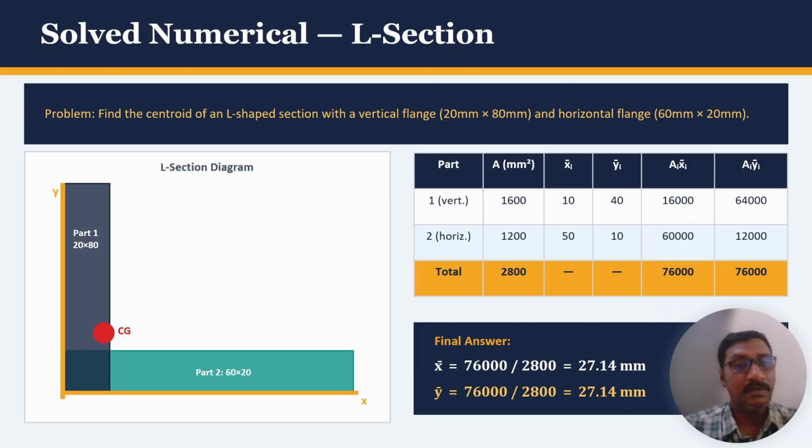When you want to verify at the end, the centroid must lie within the bounding box of the shape. In this case, within the 80 by 80 bounding square. So our answer is 27.14, comma 27.14. So it satisfies this. Also do a sanity check on your final answer.